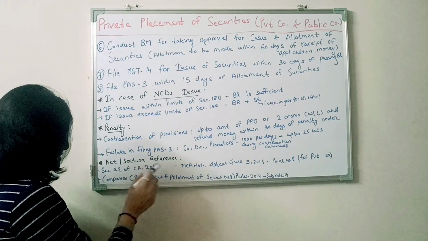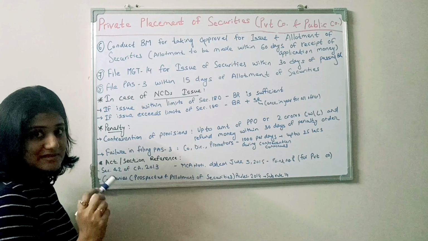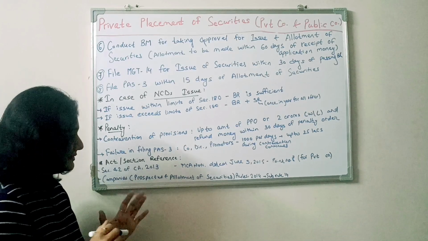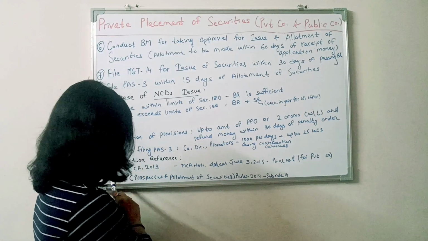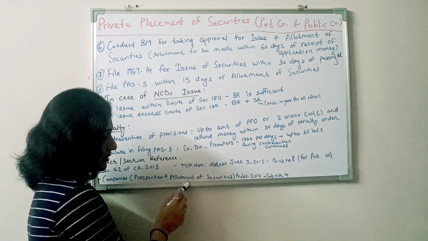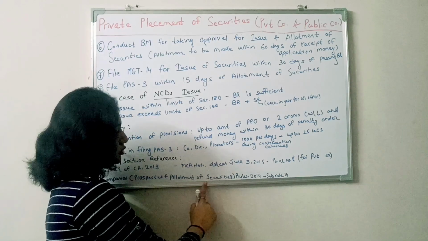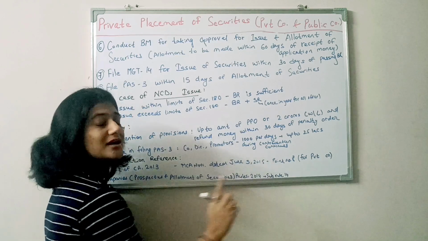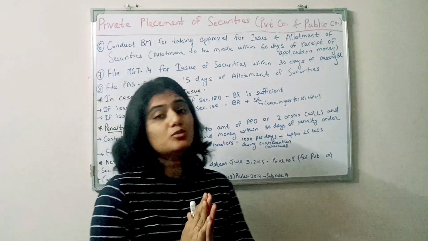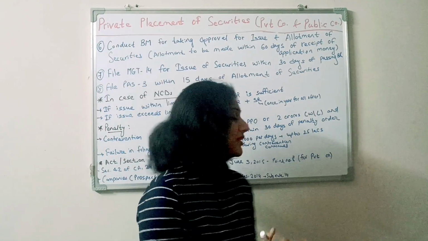Now, Act or Section reference. Section 42 of the Companies Act provides the provisions related to private placement offer, and the Companies (Prospectus and Allotment of Securities) Rules, 2014. In these rules, Rule 14 particularly provides the provisions related to private placement in detail.